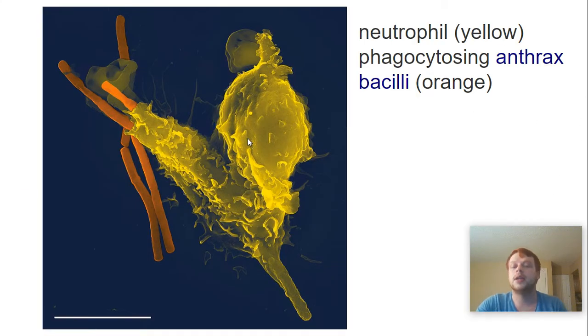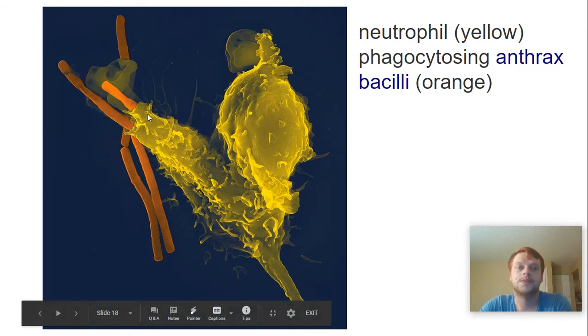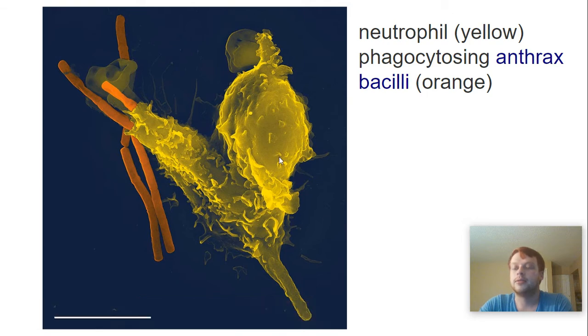This is an electron microscopy image of those neutrophils in action. So the yellow here is the neutrophil. And what it's doing is phagocytosing, which is a really fancy word for cell eating, the anthrax bacilli right here, the orange. So they literally just suck them up and then destroy them on the inside and release those particles back.